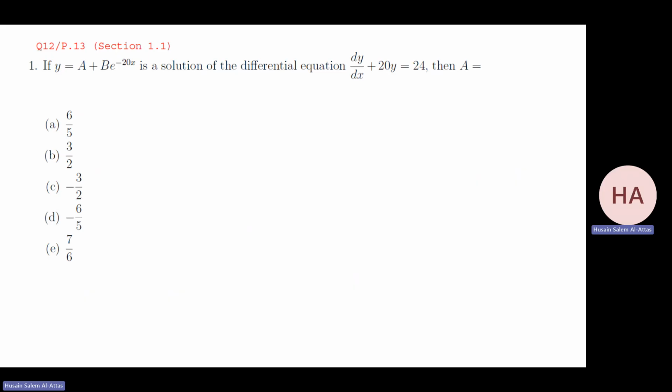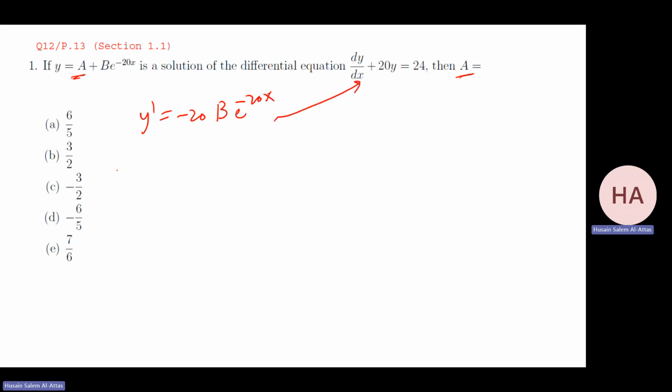y equals b a plus this is a solution. Find a. I just need to find a. What I will do, same thing. I will find y prime, which is what? Minus 20b is minus 20x. So the derivative of a is 0. This is minus 20b, which is minus 20x. Okay.